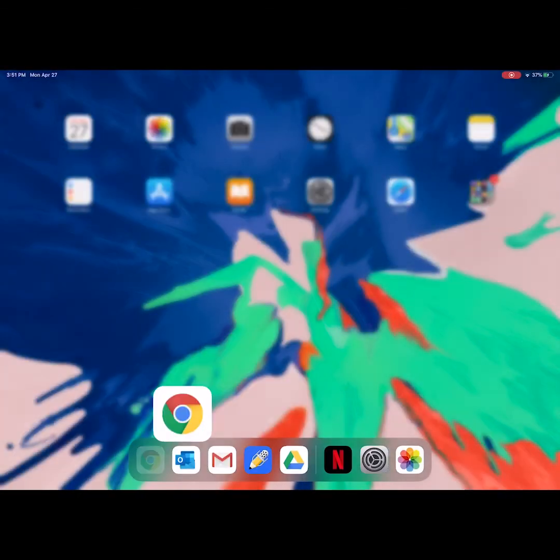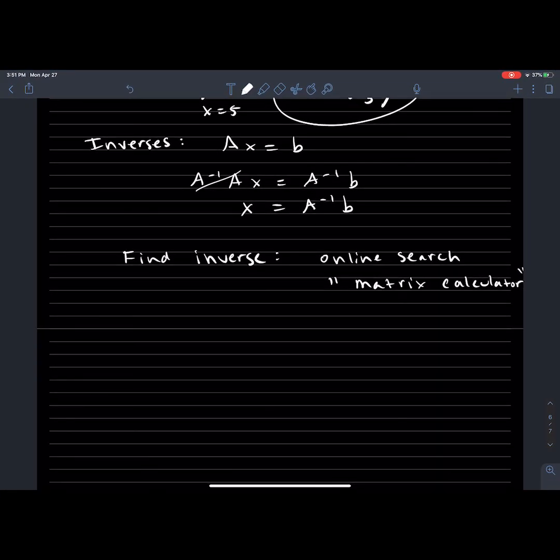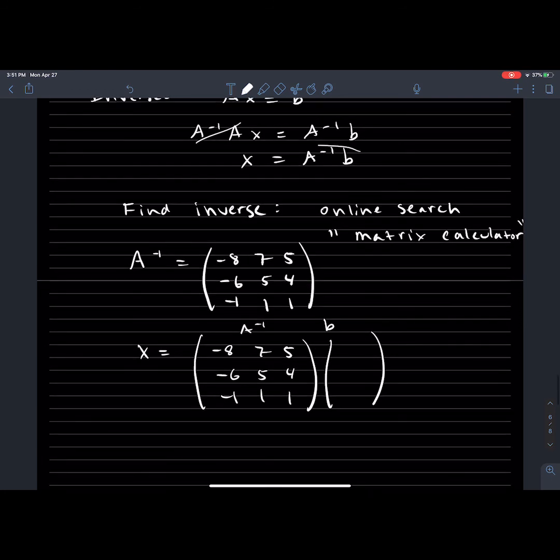So let's go back. I'll write it down in here. My A inverse, I found out to be -8, 7, 5, -6, 5, 4, -1, 1, 1, and we found out when I multiplied, x is A inverse times b. So I'm copying this again, sorry: -8, 7, 5, -6, 5, 4, -1, 1, 1, and I multiply this by little b. That's what we're doing right here.